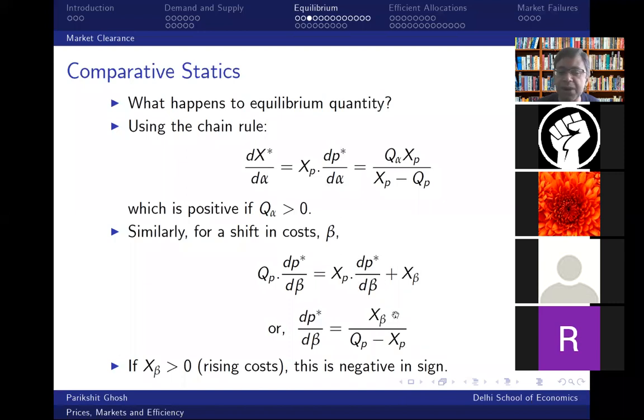So now let's look at this expression. The numerator is negative, and the denominator is the slope of the demand curve minus the slope of the supply. So the denominator is also negative, right? So we are dividing a negative number by a negative number. So our dp star d beta is now positive. So if beta goes up, which we have interpreted as production costs increasing, then that will drive up the price. Okay.